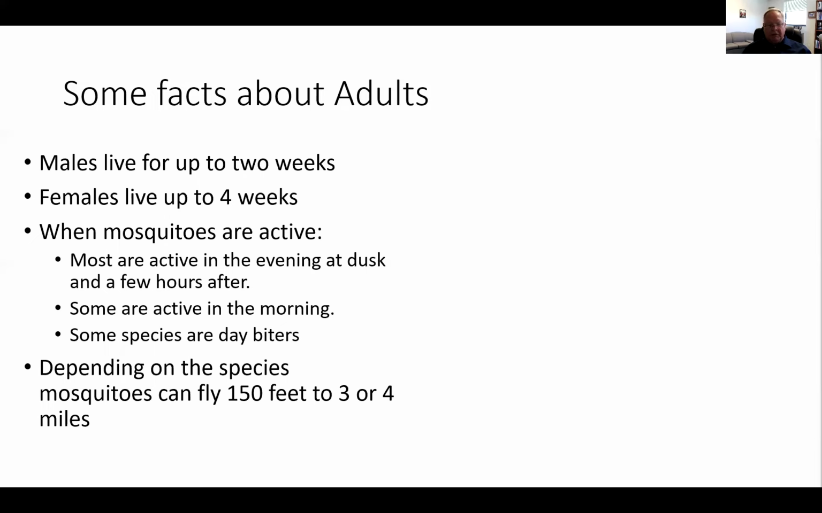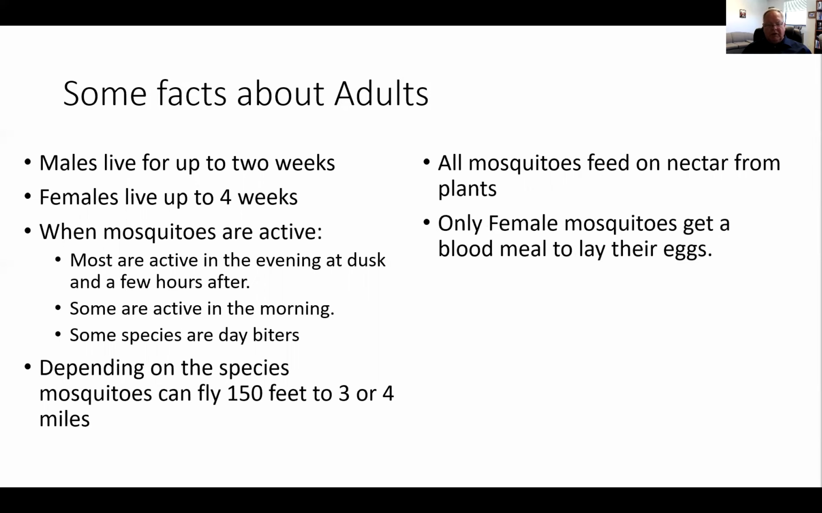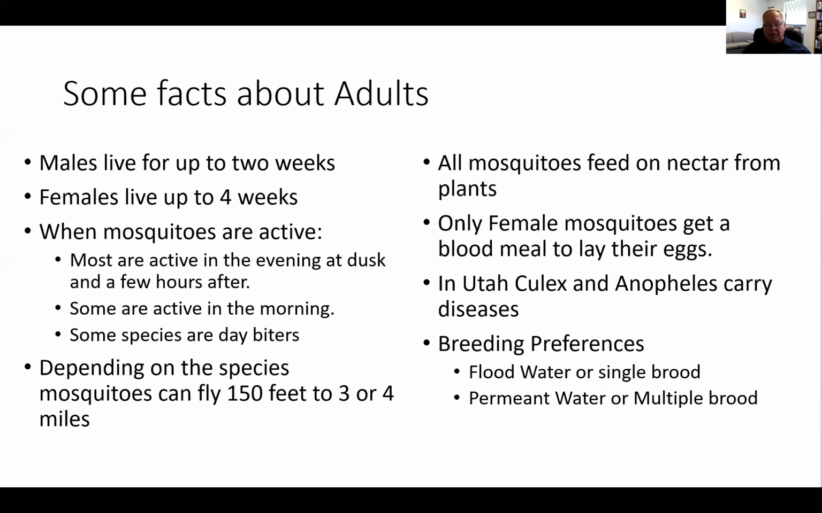again, depending upon the species. All mosquitoes feed on nectar from plants. Only female mosquitoes get the blood meals to lay their eggs. In Utah, culex and anopheles carry diseases. Breeding preferences: floodwaters for single brood, for the most part. Permanent water, multiple broods, which means that the mosquito will lay her eggs more than one time in a multiple brood, whereas in a single brood, she'll mate, lay her eggs, and then die. She's done. Okay.